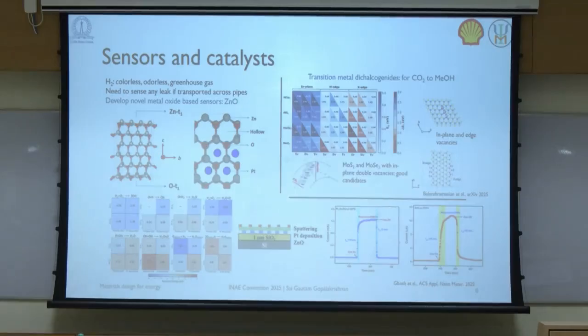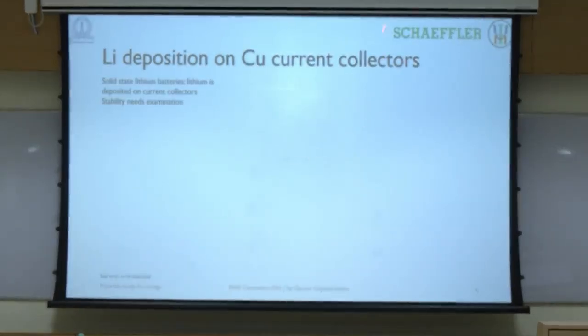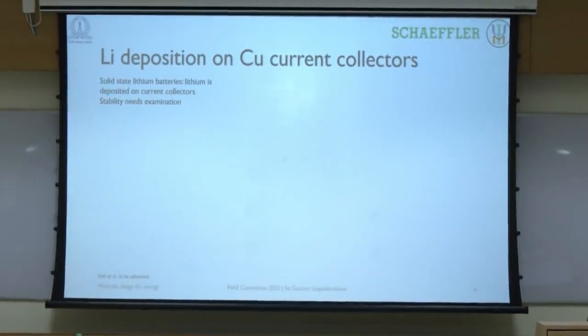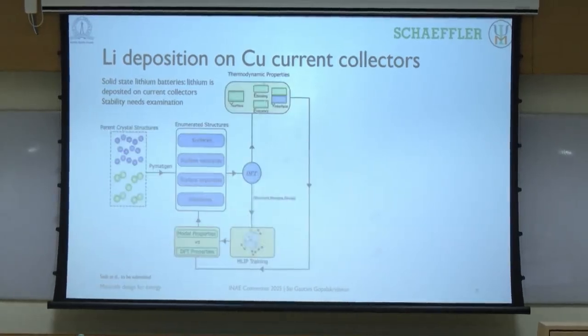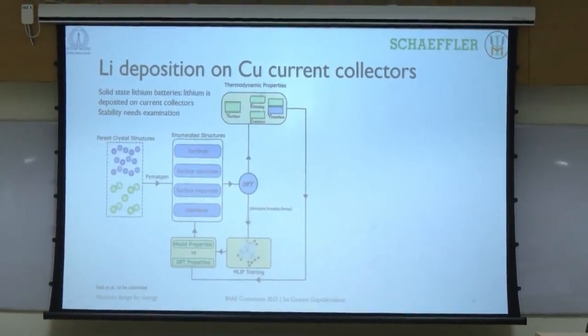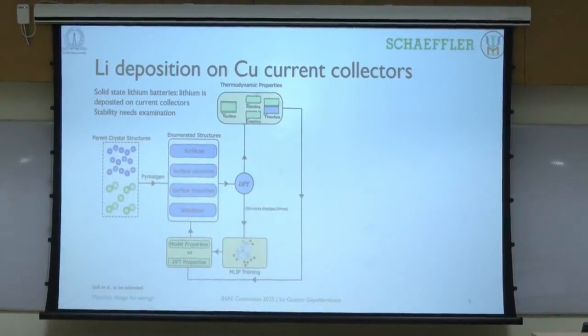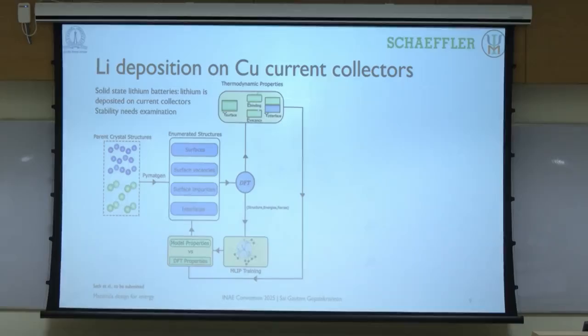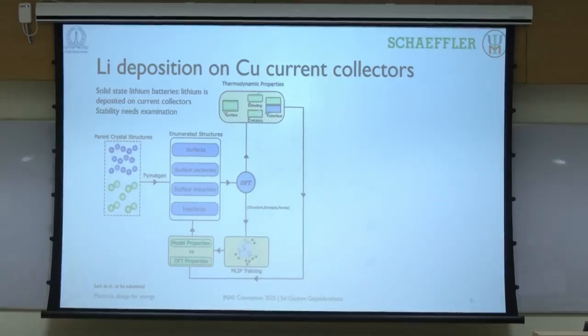The final example is another project with a company called Schaeffler. So they wanted to look at lithium deposition on copper current collectors because this is relevant for solid state batteries. So here we basically wanted to look at the interface forming between lithium and copper, how stable the interface is, what kind of transport you have across this interface. So in order to model that, we actually generated a machine learning interatomic potential.